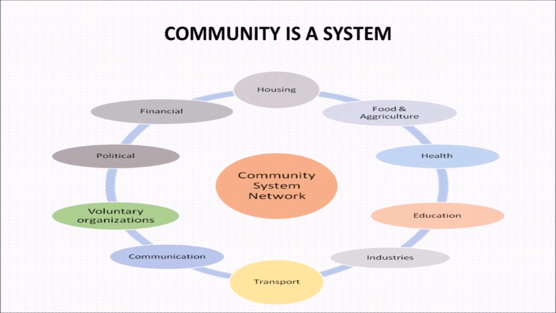Next, the community is a system. Yes friends, the community possesses many systems within it, that is political, financial, food and agriculture, housing, industries, voluntary agencies, etc. Each system works within its limit in the community and has specific functions, and together they constitute a system and develop a network among them. Each system of the community acts as a single social unit and helps to meet the needs and demands of its people. Hence, community is called a system.